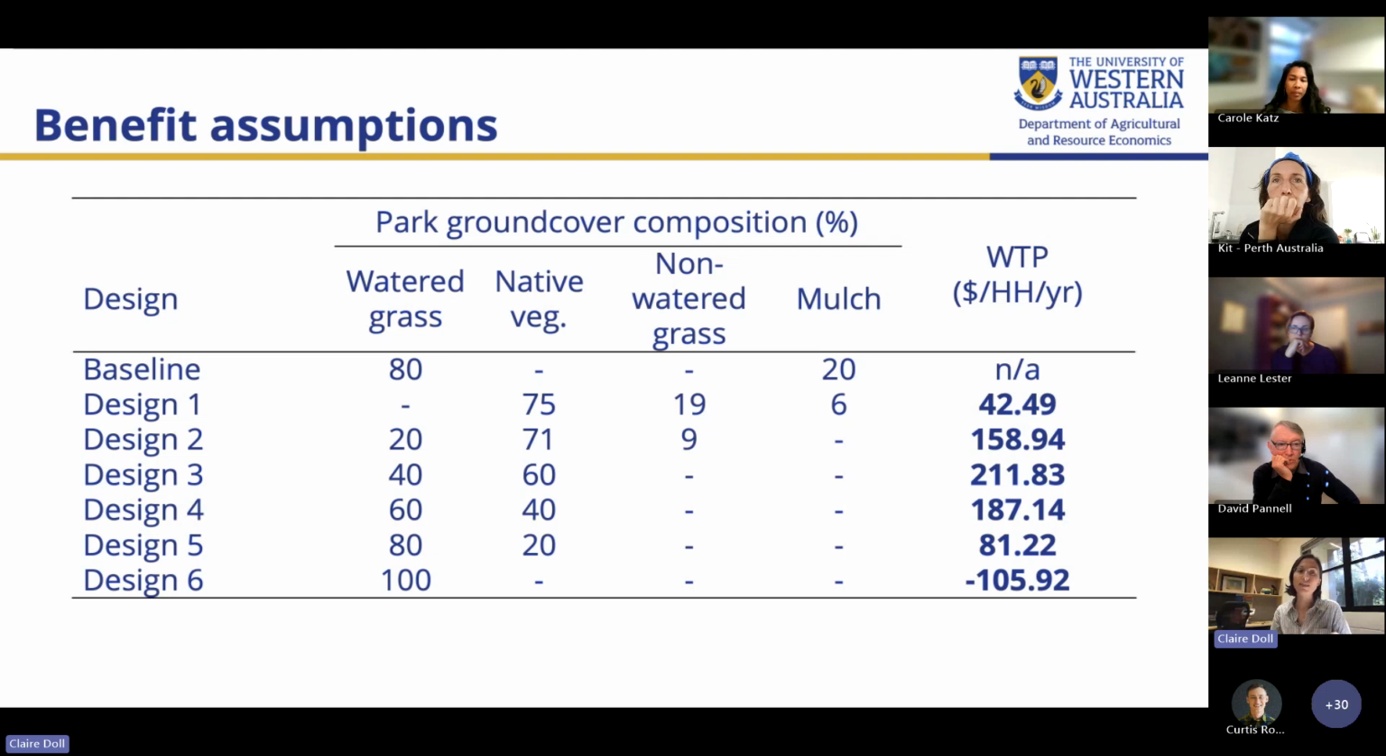The only difference is design 6, which is actually 100% watered grass, and that has a negative willingness to pay, or it means that people would need to be compensated $100 per household per year to be as well off as they were with the original design as they would be with that alternative design.